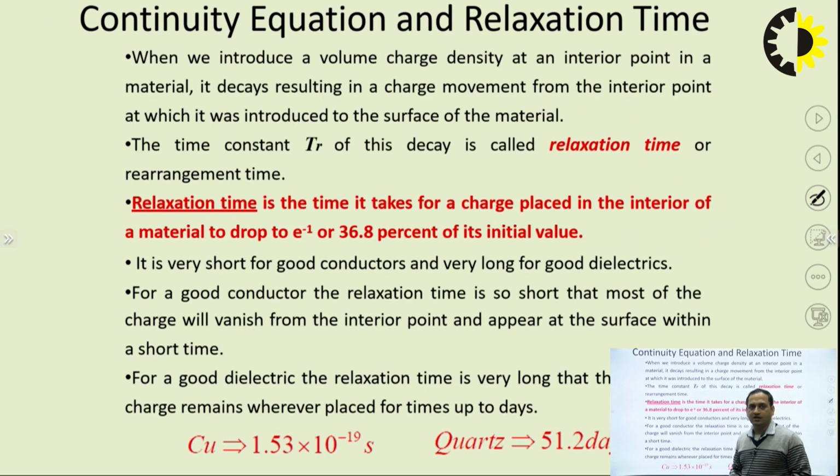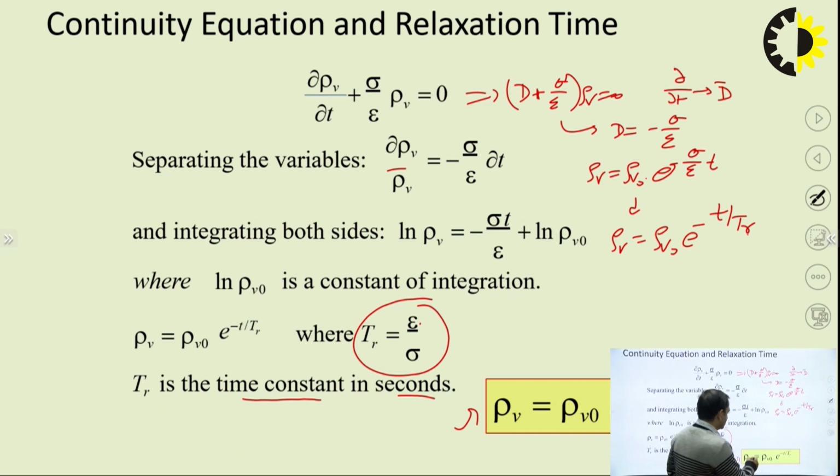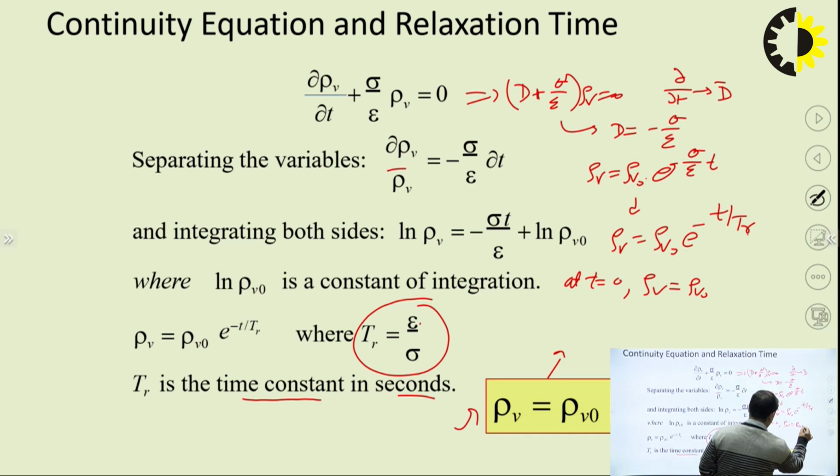So this TR signifies the relaxation time, and the definition of relaxation time is the time it takes for the charge placed in the interior of the material to drop to 1 upon e, or 36.8% of the initial value. So how do we get this point? If we go back here, at T equal to 0, rho v is rho v naught into e to the power 0, so rho v is equal to rho v naught.